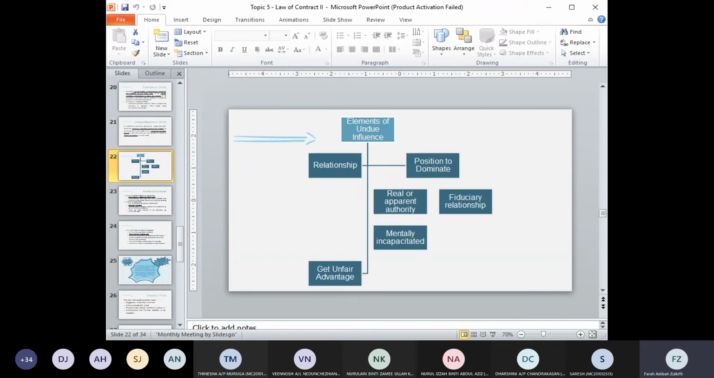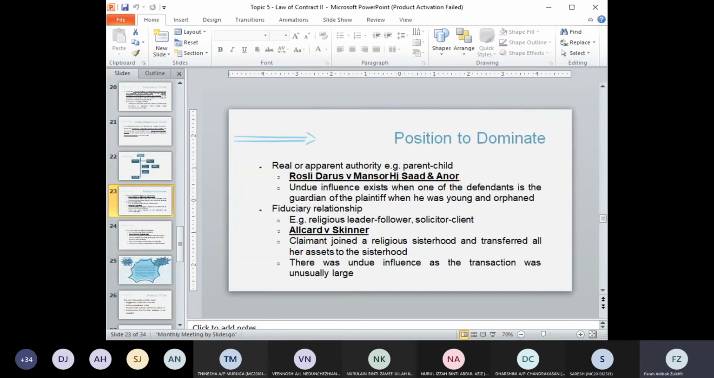Okay, so the elements of undue influence: first, there must be a relationship. Second, one of the parties must be in a position to dominate. So they must have at least a real or apparent authority, or they must have a fiduciary relationship, or the other party is mentally incapacitated. So when one party is more powerful than the other, and the more powerful party gets something from the weaker party, there will be a presumption that this contract is entered under undue influence. Okay, so these are the examples.